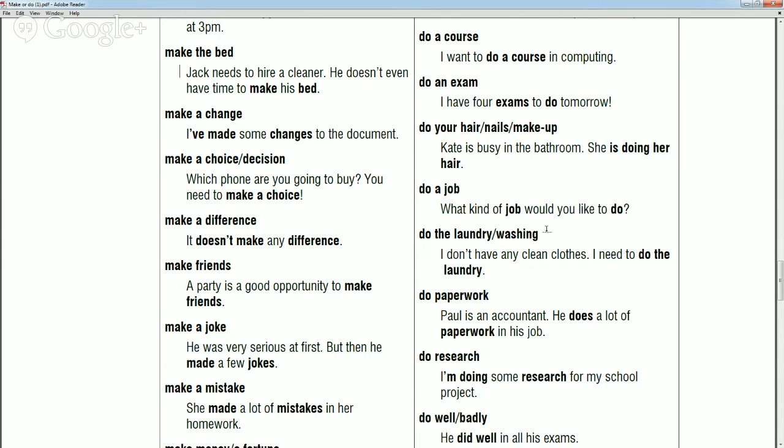Okay. Yeah. All right. Do the laundry or the washing. Perla, I don't have any clean clothes. I need to do the laundry. You guys don't even know how true that is in my life right now. I have a pile of clothes, and I'm like going, do I have any clothes? So anyway, okay. Did I just say on a live feed that I have laundry to do? Anyway, okay, read that. Paul is an accountant. He does a lot of paperwork in his job. Now, as a student, do you do a lot of paperwork as well, okay?